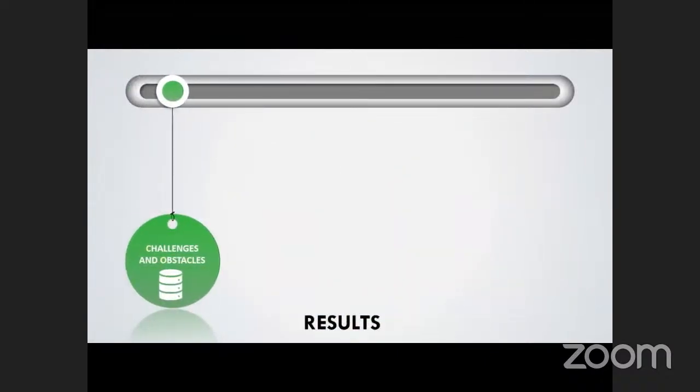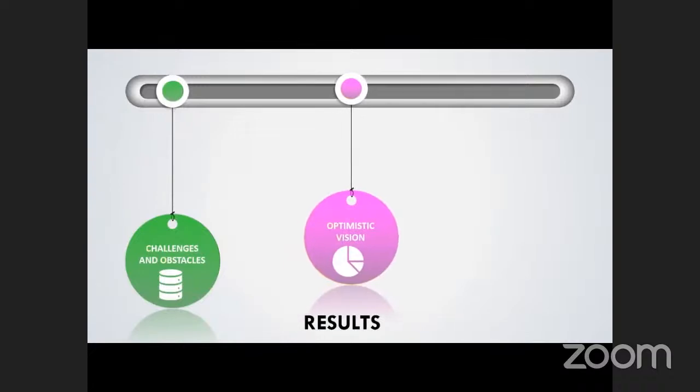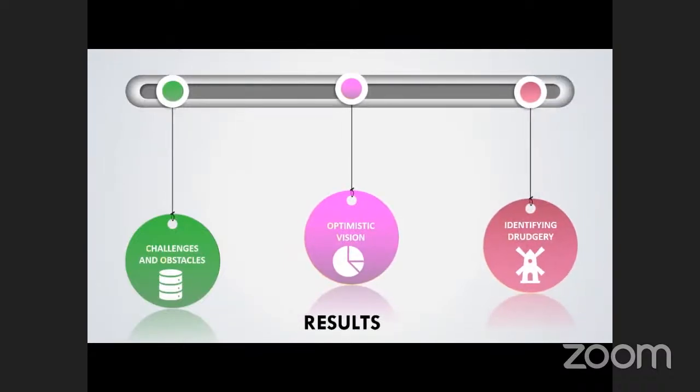Three themes emerge from the study. Theme one is the challenges and obstacles. Theme two is the optimistic vision. And number three is identifying drudgery. Drudgery is something that you identify your new niche, you identify your new field of which you can flourish.